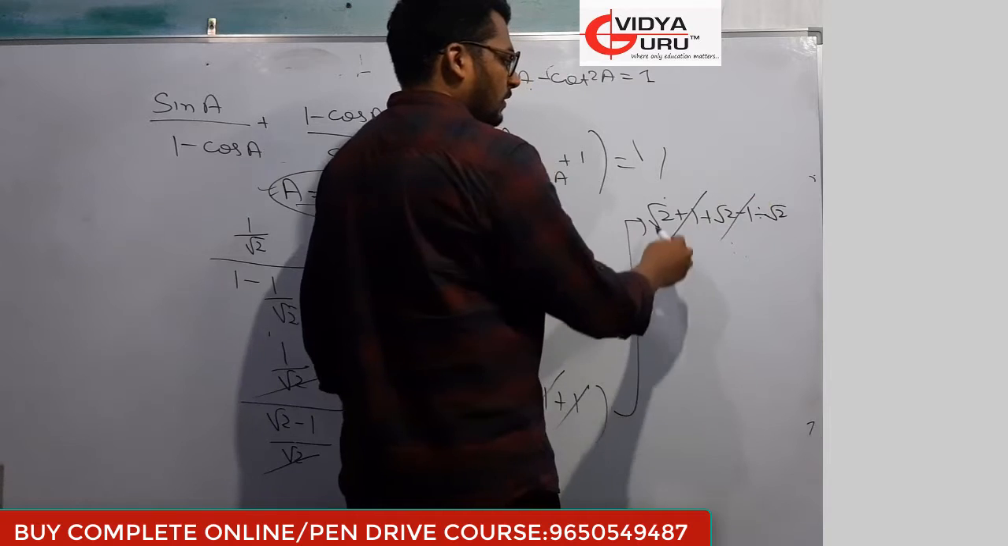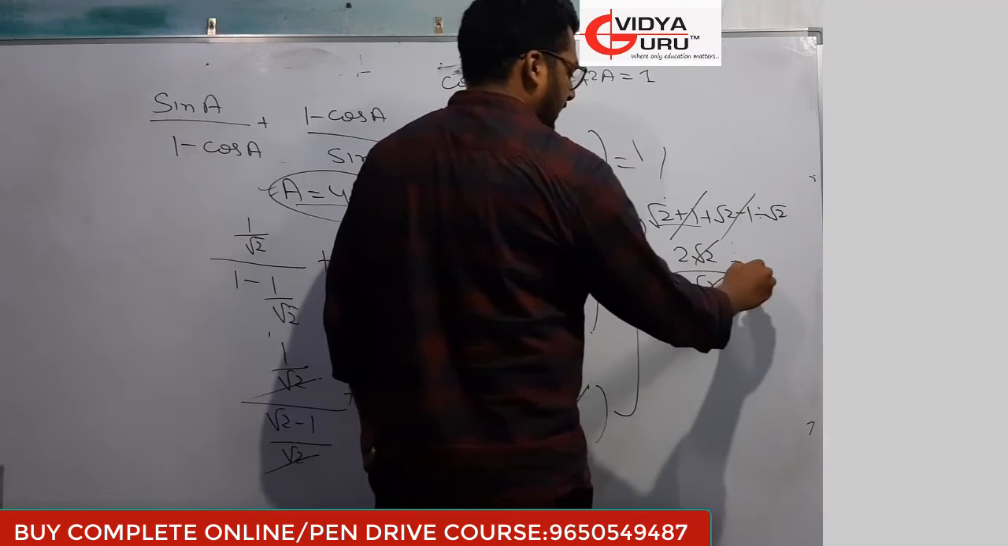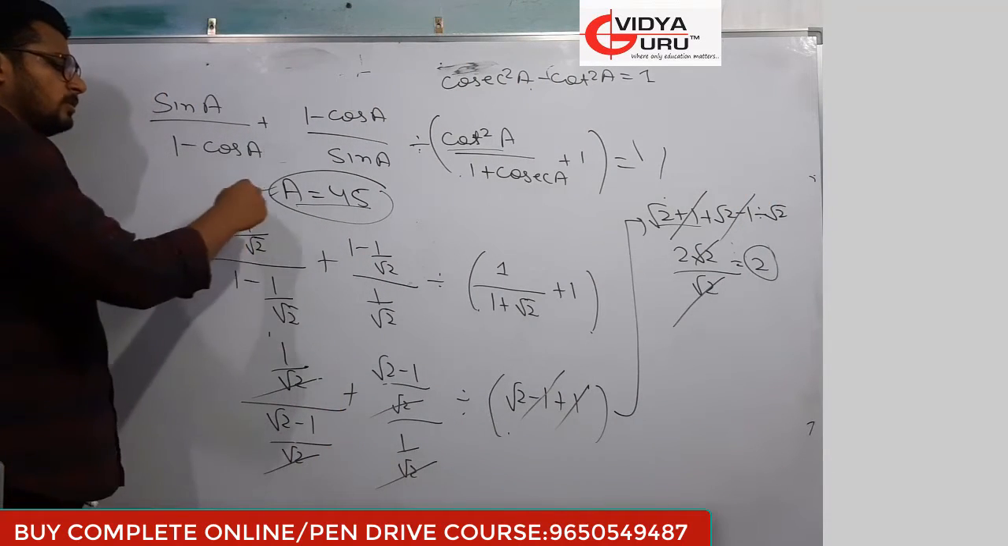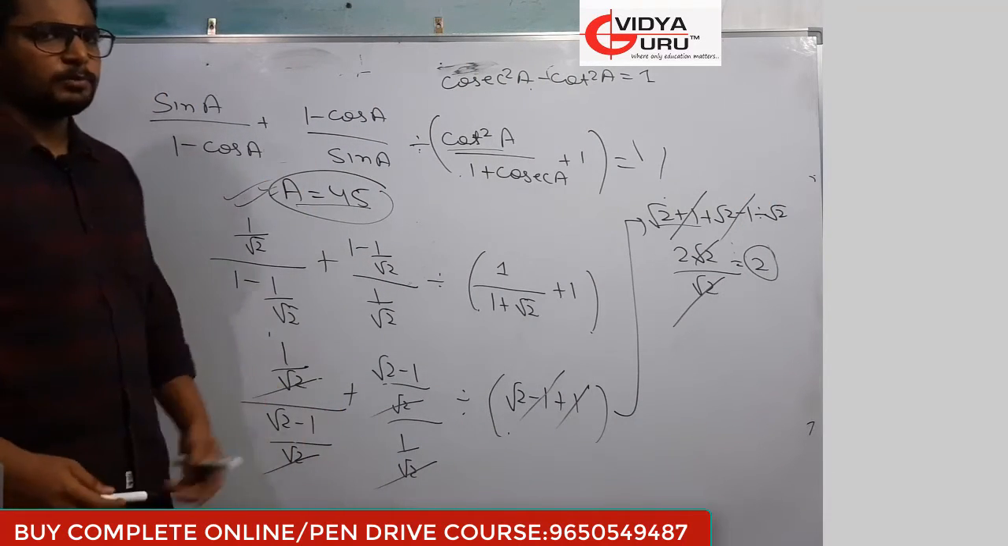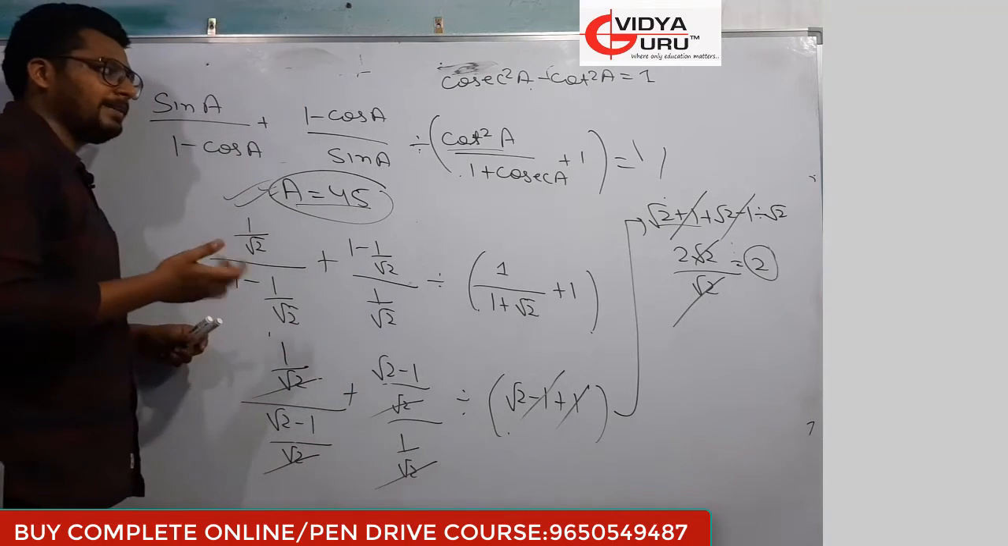This will be cancelled out. This will be 2 root 2 and divide root 2. Root 2 will be cancelled. What will be left? 2. So we can solve this question by this method also, by putting A as 45, or we can put any other value other than 0 or 90, because if I put 0 or 90, infinity will be formed.